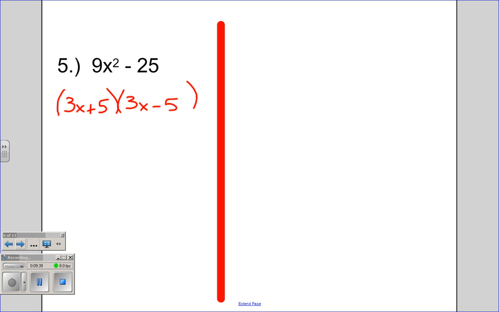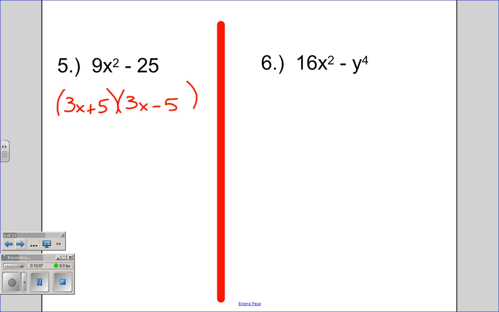Let's do another one together. Number 6. 16x squared minus y to the 4th. So 16 is a perfect square root. X squared is. And then y to the 4th is also, because it's got an even number as an exponent. So if there's even numbers, then they're perfect square roots.